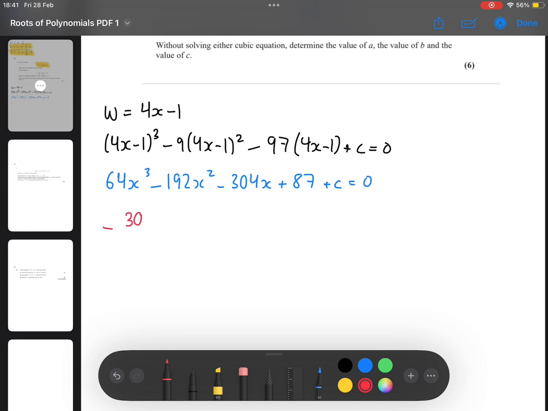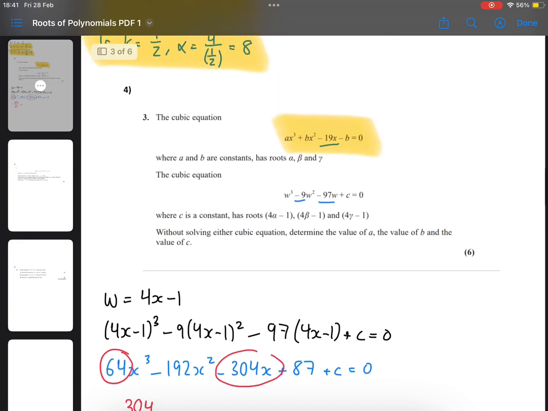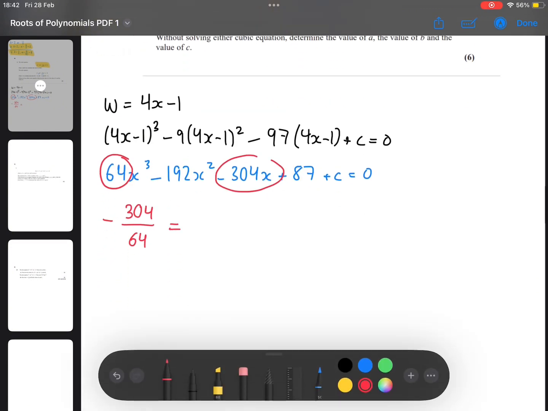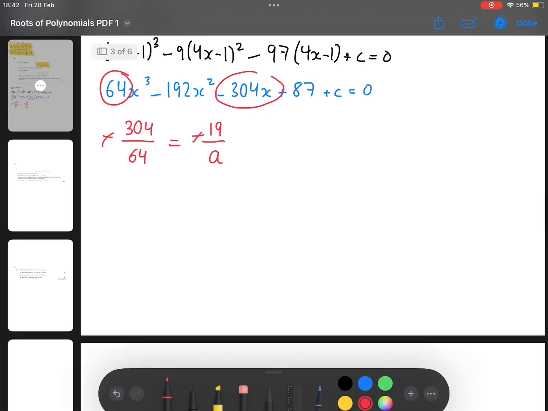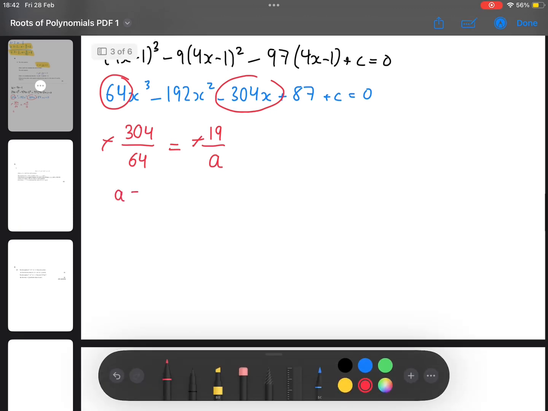So we have minus 304 from here, divided by 64, always remember to divide by the initial coefficient of the equation, is equal to, and then going back to our first equation, we know that that's going to be minus 19 divided by a, because the two expressions are equivalent. So the minus signs will then cancel, and this leaves us with an equation which we can solve for a, and we get that a is 4. And that's the first value now found.